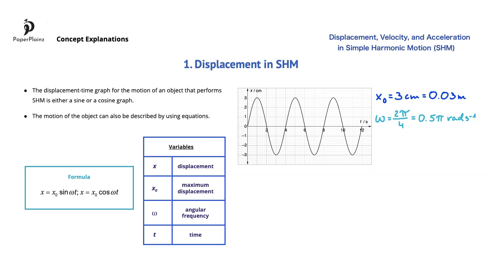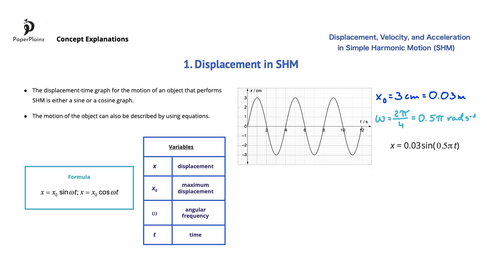An easy way to decide in this context whether the graph is a sine graph or a cosine graph is to see whether the graph starts at 0 or at one of its maximum displacement positions. When a graph starts at 0, it is a sine graph, and when it starts at one of the maximum displacement positions, it is a cosine graph. The graph we have in our example here starts at 0, which means that it is a sine graph. Therefore, its equation is x is equal to 0.03 times sine 0.5 pi t.